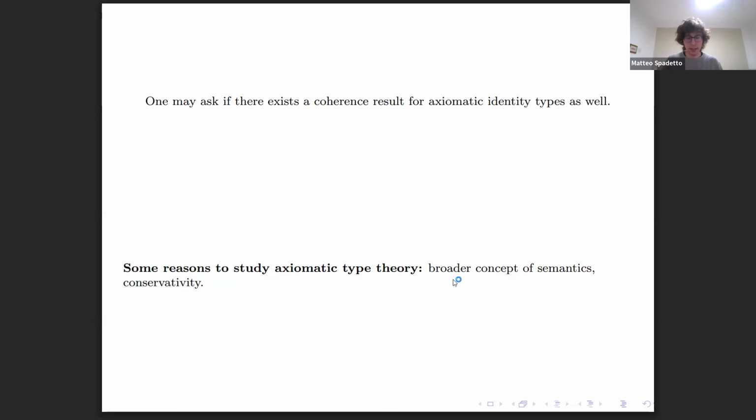So the idea is not that we do this for the sake of axiomatic type theory, we do this because we want to use the semantics of axiomatic type theory to talk about intensional type theory. So the target is still intensional Martin-Löf type theory. So as I was saying, Daniel and I asked ourselves whether we could produce a coherence result for axiomatic identity types.